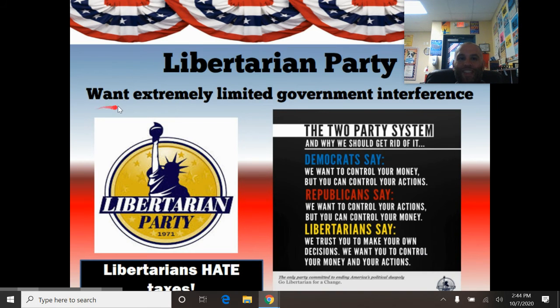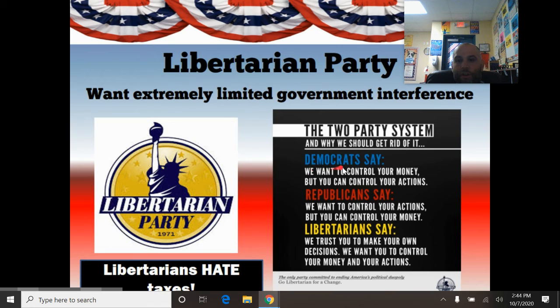The Libertarian Party wants extremely limited government interference. And that way it is more Republican leaning because less government, but they also have some democratic beliefs in some social issues, but they want government to stay out of people's lives altogether. Don't tax them. Don't come up with rules. Don't come up with regulations. Don't tell people what to do, that the only purpose of government is to protect your life, liberty, and property. And besides that, government should stay out of people's lives. They want low taxes. They want government to not tell people what to do. And so they're a very free libertarian society.